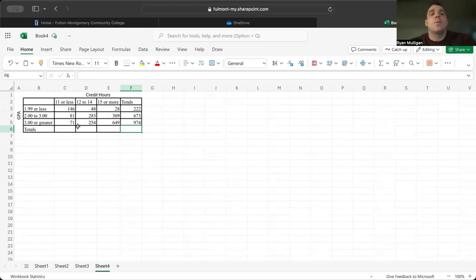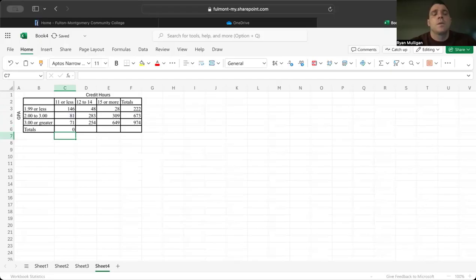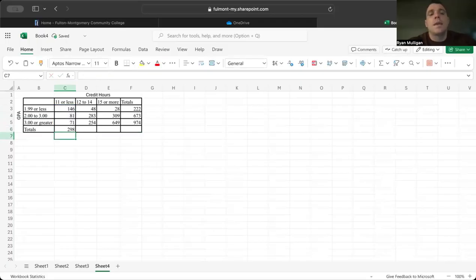Okay, now what I want to do is I want to add down the columns. So I'm going to do a column. Oh, I don't want that. Shouldn't be 0. So I'm going to do the sum of these three, and that would be 298 students who took 11 or less credits part-time. Okay, I think that's part-time. I'm not really sure anymore.